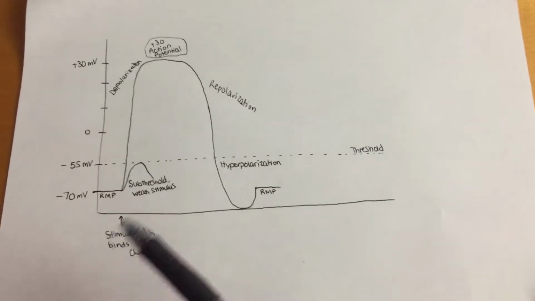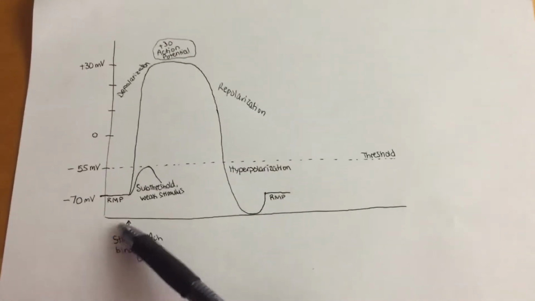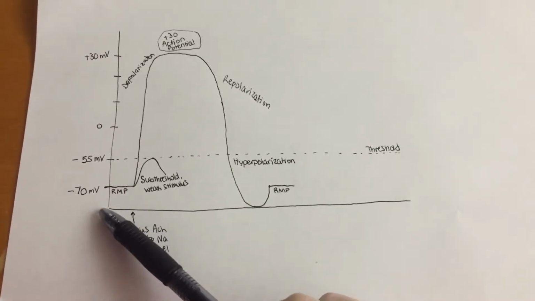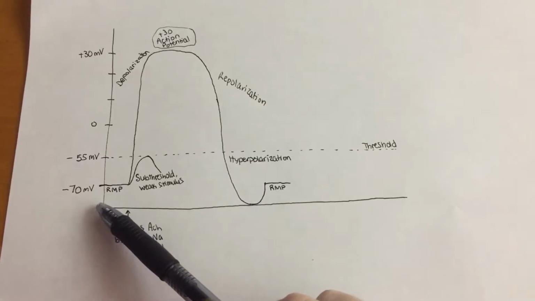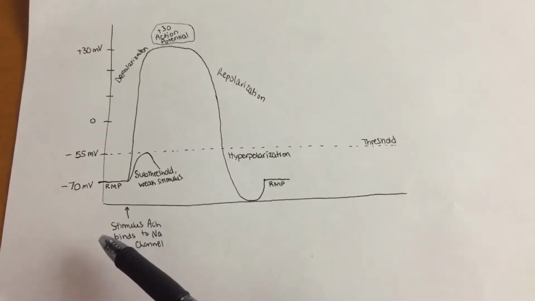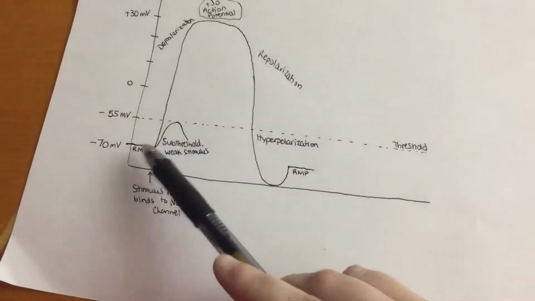Okay. So the first thing that happens is the stimulus ACH binds to the sodium channel. Then it reaches resting membrane potential, which is negative 70 millivolts. This is maintained by the sodium-potassium pump, and it's negative 70 because of the different proteins that are in it. So the next step is subthreshold.